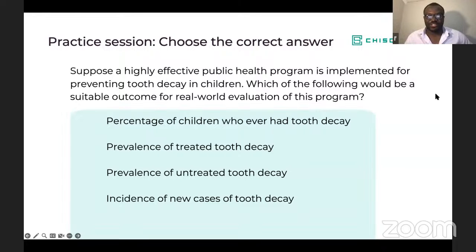This is also testing your understanding of the formula. Prevalence is equal to incidence times duration. Suppose a highly effective public health program is implemented for preventing tooth decay in children. Which of the following will be a suitable outcome for real-world evaluation? So it's essentially trying to see how you can best decide which indicator to use. When do you use prevalence? When do you use incidence?